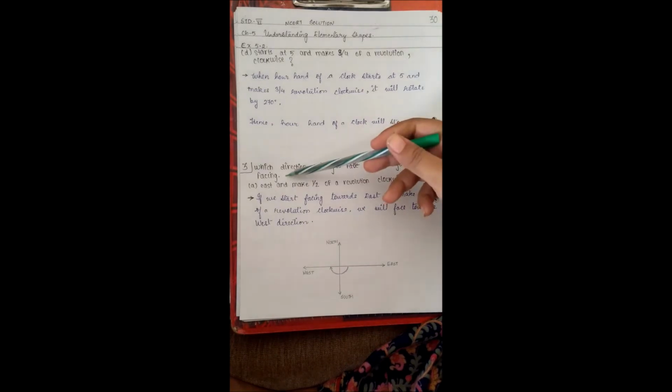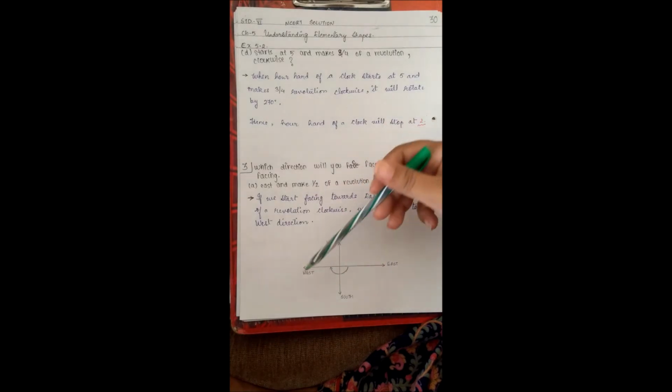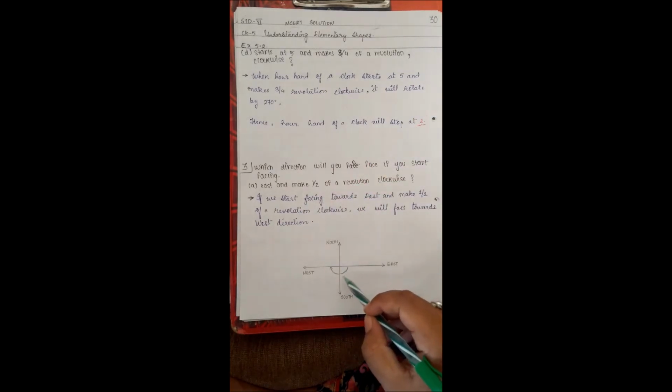The third question is, which direction will you face if you start facing east and make half of a revolution clockwise? So these are the directions: north, west, east, south. If we start facing towards east and make half of a revolution clockwise, we will face towards the west direction. So from east to west, we will face the west direction.